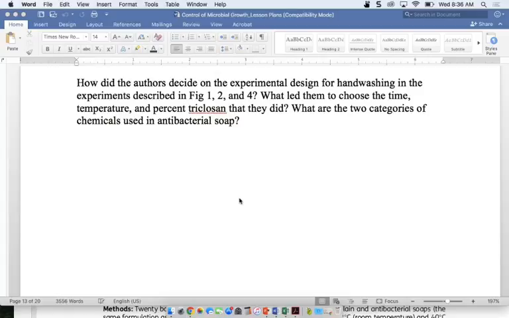temperature recommendations for hand washing, and they used 20 seconds for the same reasoning. In the figure 4, they chose to measure the colonies on the 16 volunteers using the plain soap and antibacterial because most antibacterial soaps have varying concentrations of bacteria.